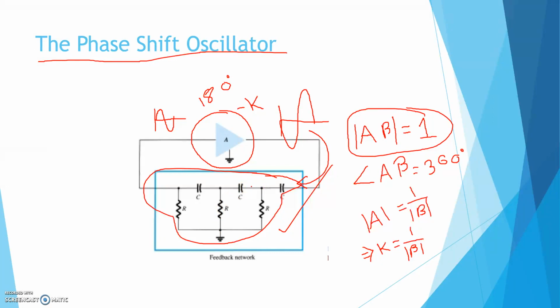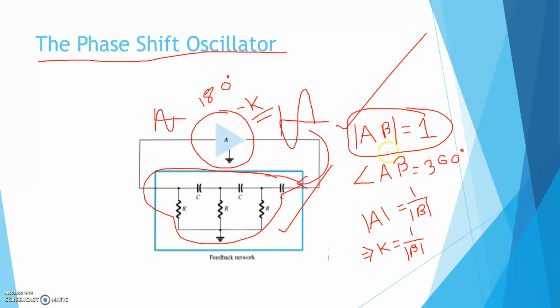Okay, so I will repeat again. This k equal to 1 by beta indicates that to make certain oscillation, the magnitude of the gain of the basic amplifier block, that is k, should equal 1 by the magnitude of the transfer function of this feedback network at the oscillation frequency. Clear? In this way we can satisfy the first equation.